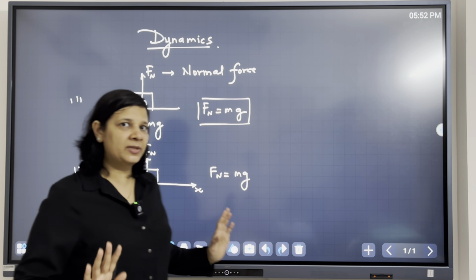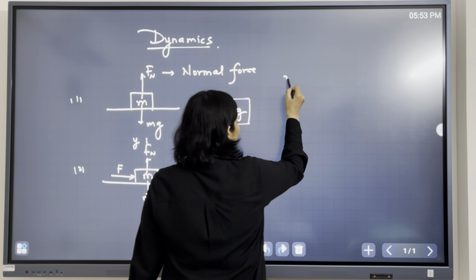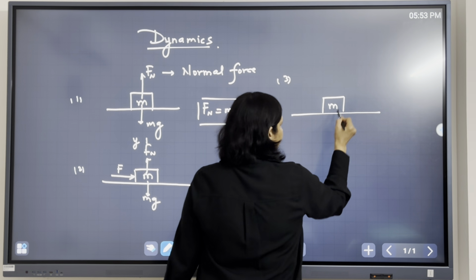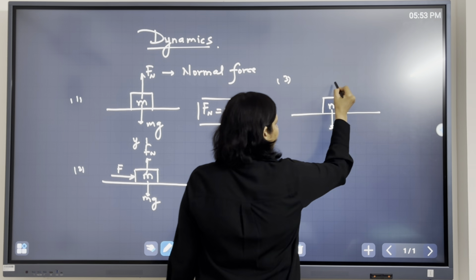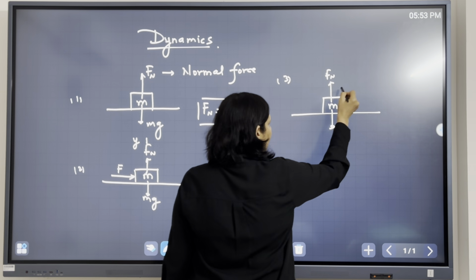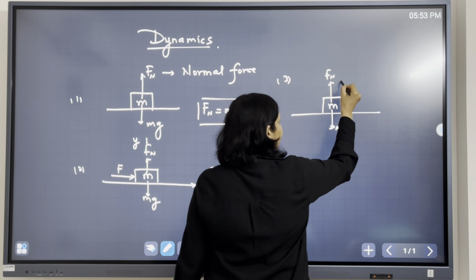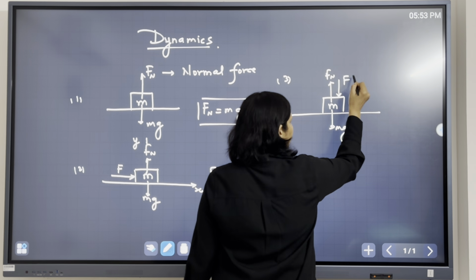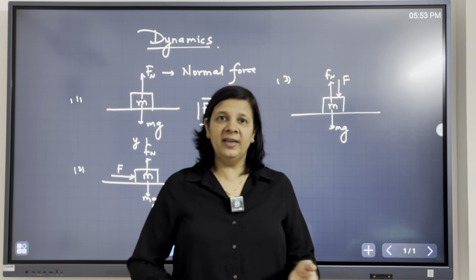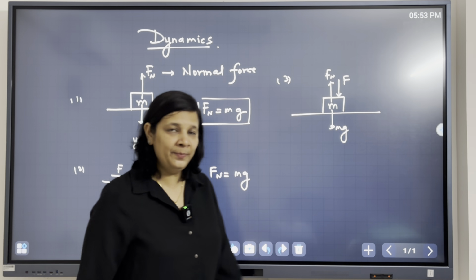But the normal force will remain the same. So at present I am concentrating my discussion on the normal force. Now let us take another example. Okay, again there will be a normal force. Now in this case, in place of exerting force horizontally, I am exerting some force from top, okay, but there is no acceleration in the vertical direction. Then what do you think? The normal force will remain the same or it will change?